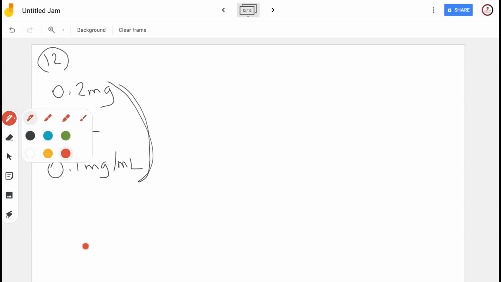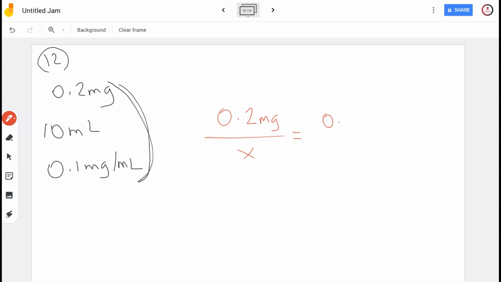But if you want to give that patient 0.2 milligrams, and you have 0.1 milligram in 1 ml, 0.2 equals 0.1x. Try to get x by itself. That means you are going to divide, which gives you 2 ml.